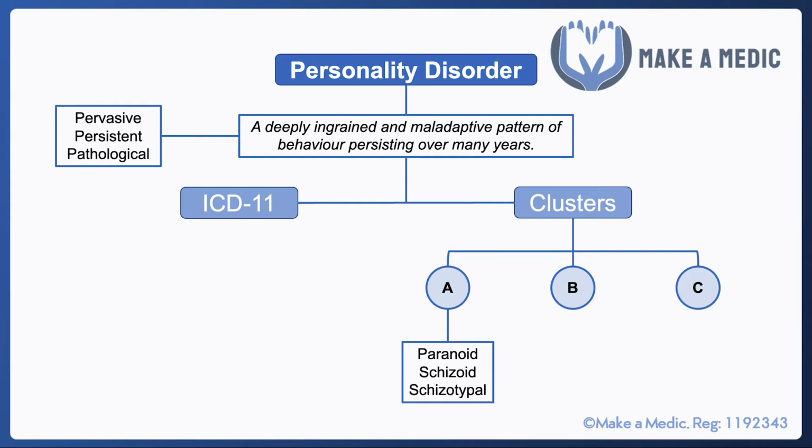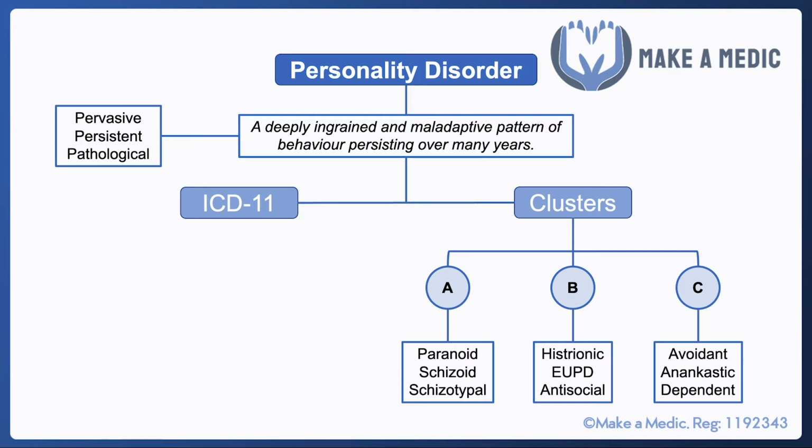features. So cluster A was thought of as the odd cluster, and it contains paranoid personality disorder, schizoid personality disorder, and schizotypal. B was thought of as the dramatic cluster, so that includes histrionic personality disorder, emotionally unstable, and antisocial personality disorder. And finally, C was considered the anxious group, which was avoidant, anancastic, and dependent personality disorder. So you're likely to come across the cluster system at some point.